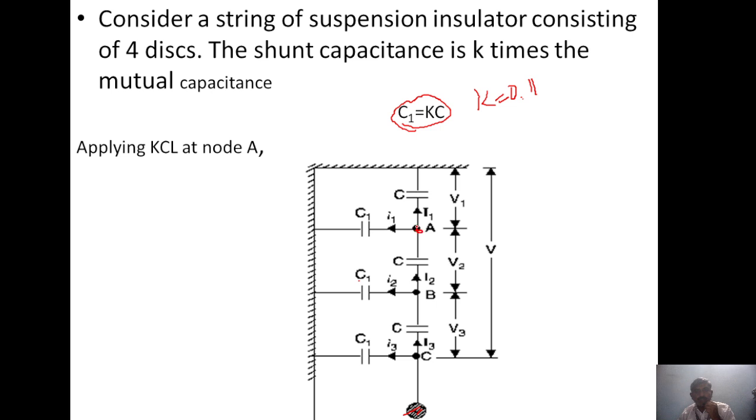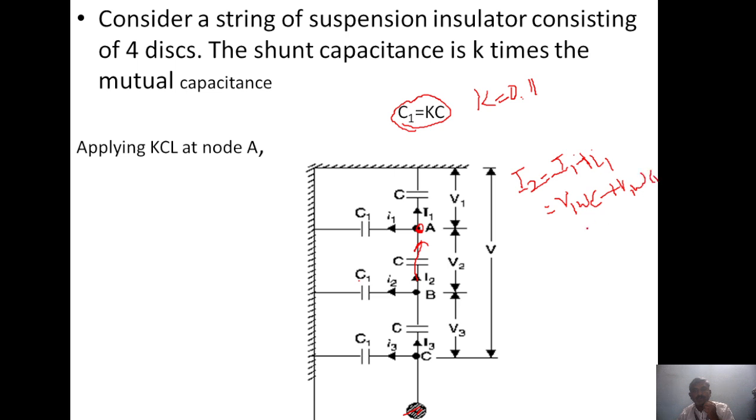At node A, what is the incoming current? Current I2 will be incoming, and the current capital I1 and small I1 are the outgoing currents. So what is the current flowing through the capacitance? Capital I1 equals, what is the voltage across this? V1, so V1 into omega C, plus what is small I1? V1 into omega C1.